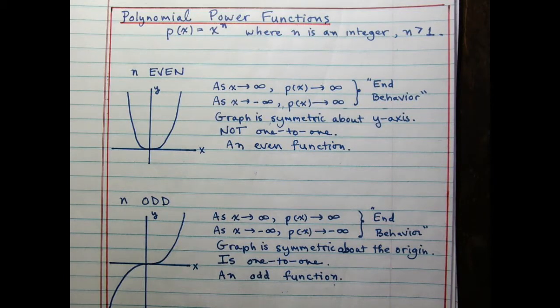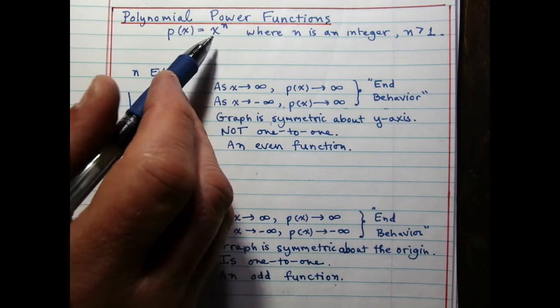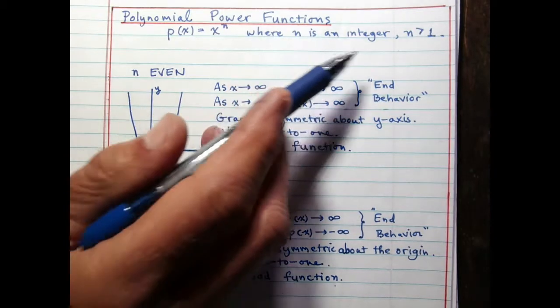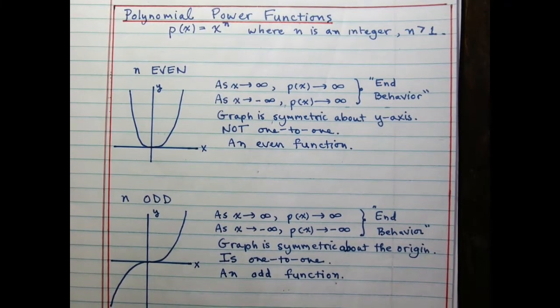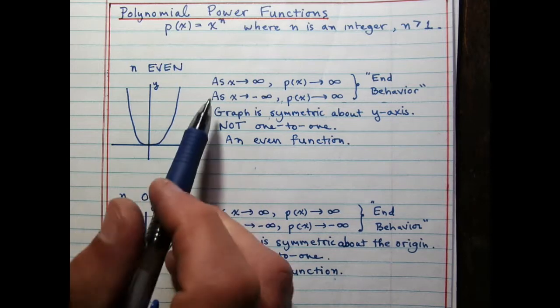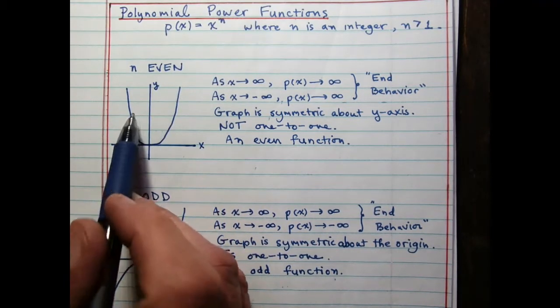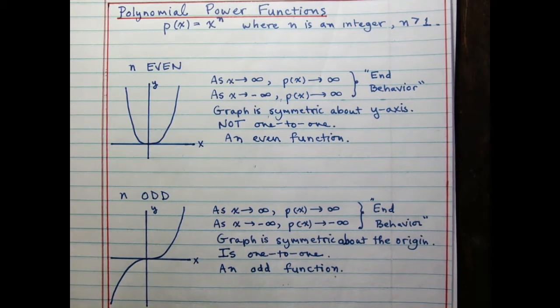We're now ready to summarize these properties of polynomial power functions. These are functions of the form p of x equals x to the n, where n is an integer greater than 1. And we've seen that it all depends on whether the exponent is even or odd. If the exponent is even, the graph looks sort of U-shaped. If the exponent is odd, we have this kind of a shape.